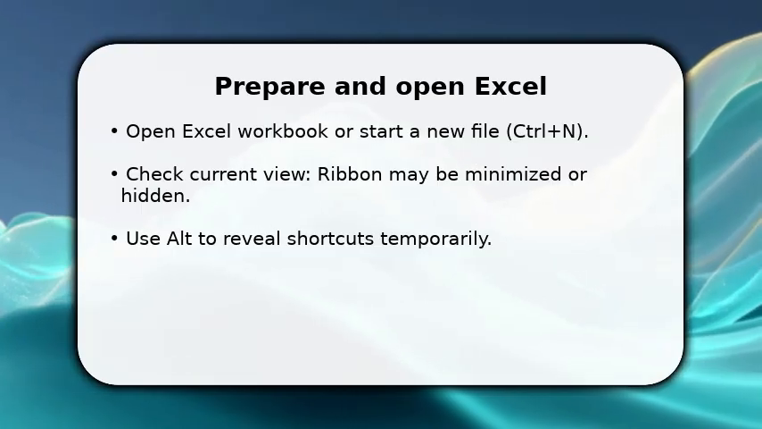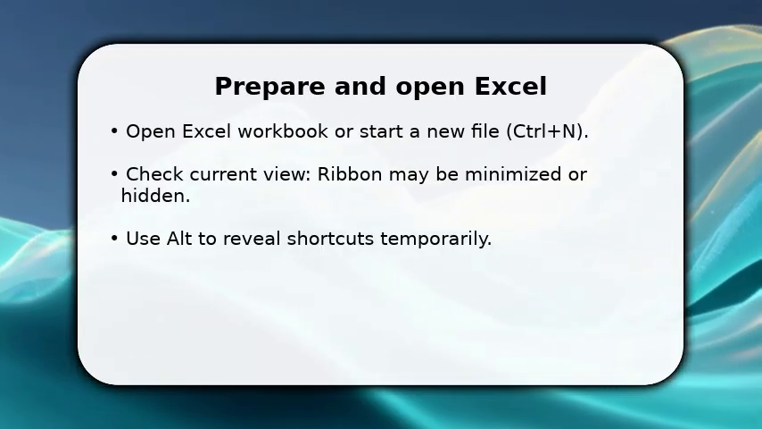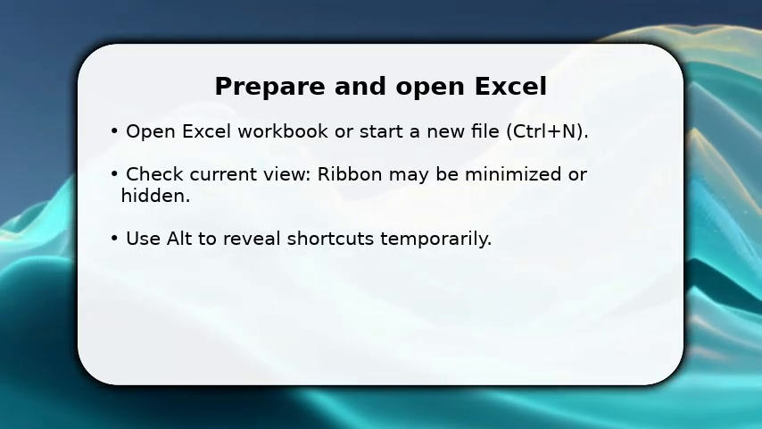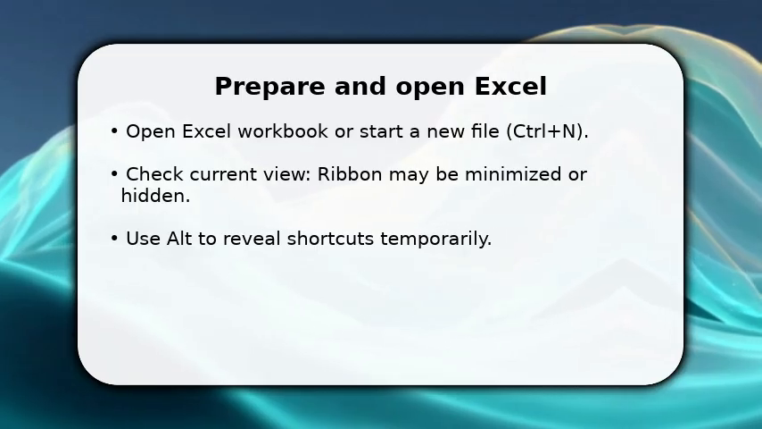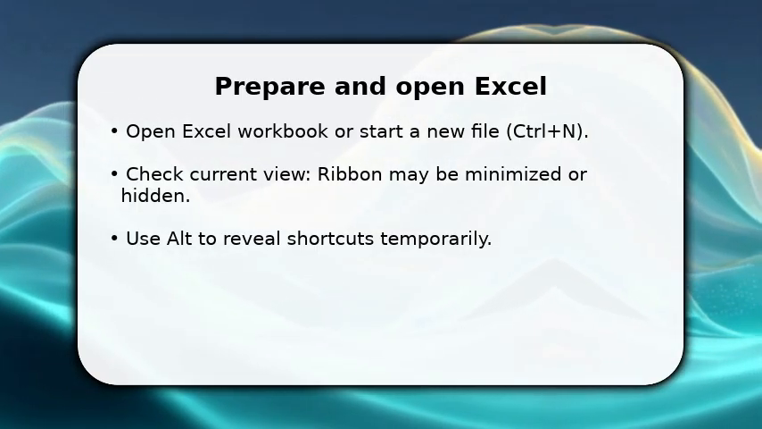You start by opening the workbook you want. Once open, look at the top edge. The ribbon is your menu bar area. If you don't see tabs like Home, Insert, or View, press Alt to reveal shortcut letters and confirm the interface is active. Make sure you're not in full screen reading mode or a locked protected view.